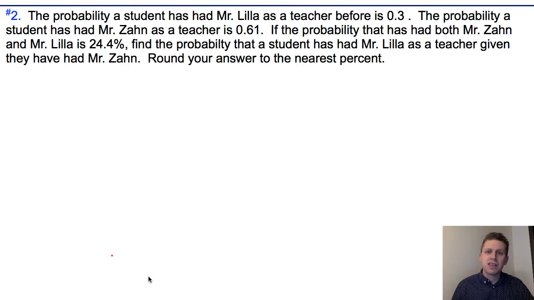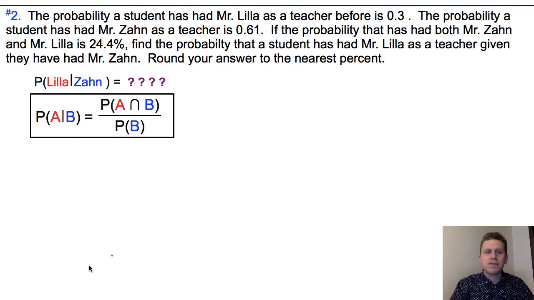Find the probability that a student has had Mr. Lilla as a teacher, given that they have had Mr. Zahn. Round your answer to the nearest percent. Same thing we did before. First thing is figure out what we want here. We want the probability the student has had Mr. Lilla, given they had Mr. Zahn. So it's going to be Lilla given Zahn. That's what we want. Lilla given Zahn.